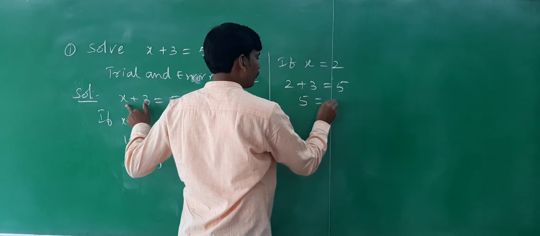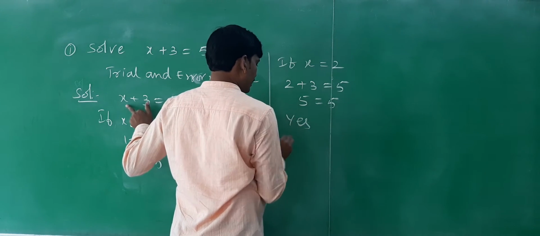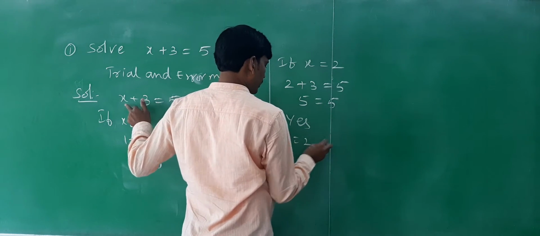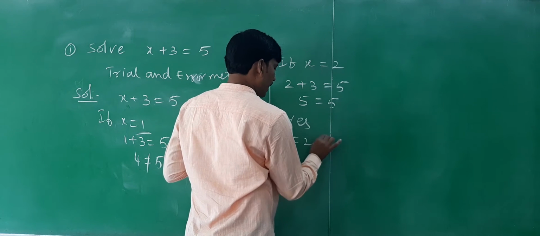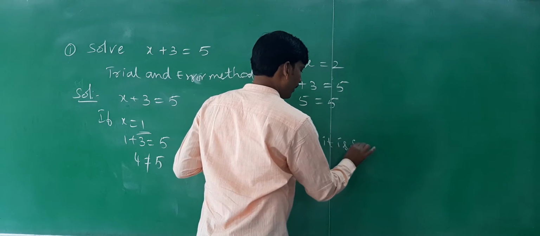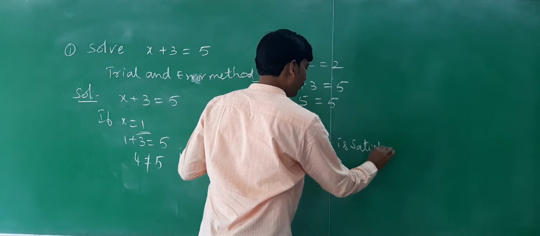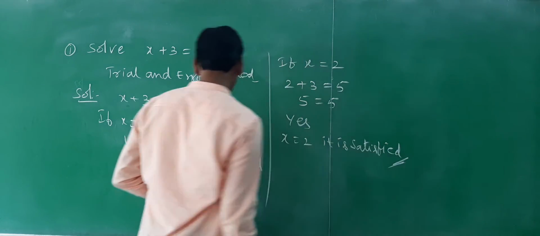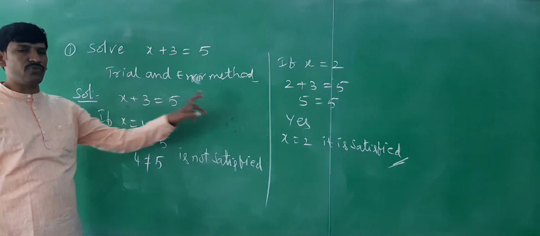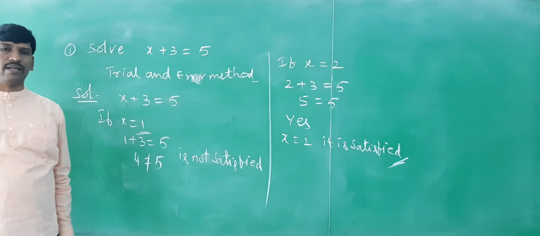So 5 is equal to 5. Yes, sir. At x equal to 2, it is satisfied. When x is equal to 2, the given equation is satisfied. This is called trial and error method.